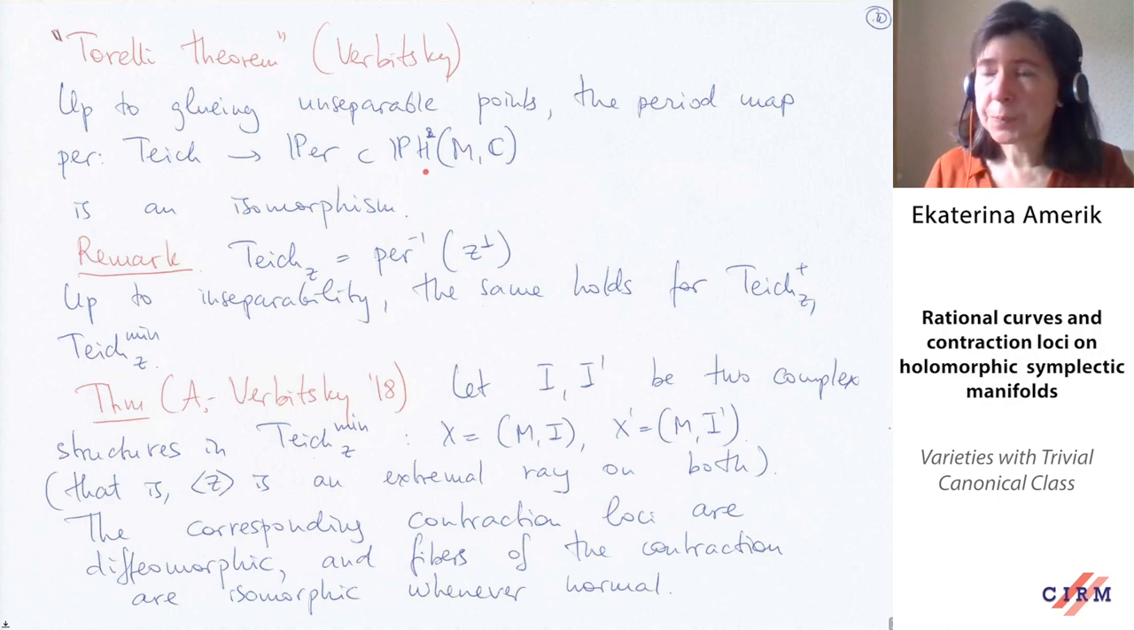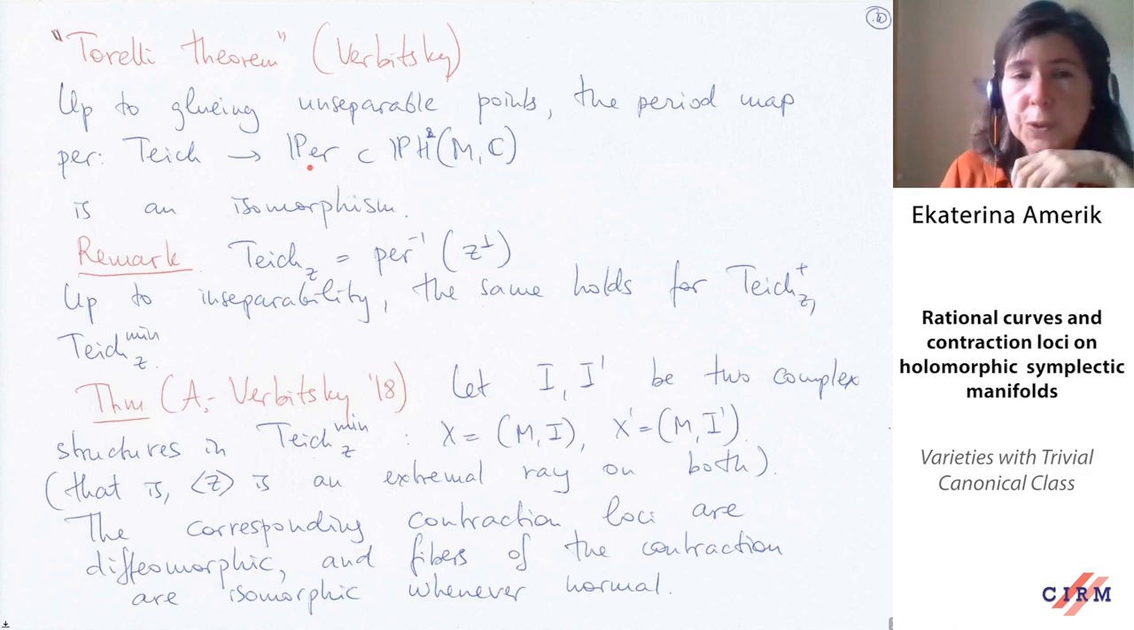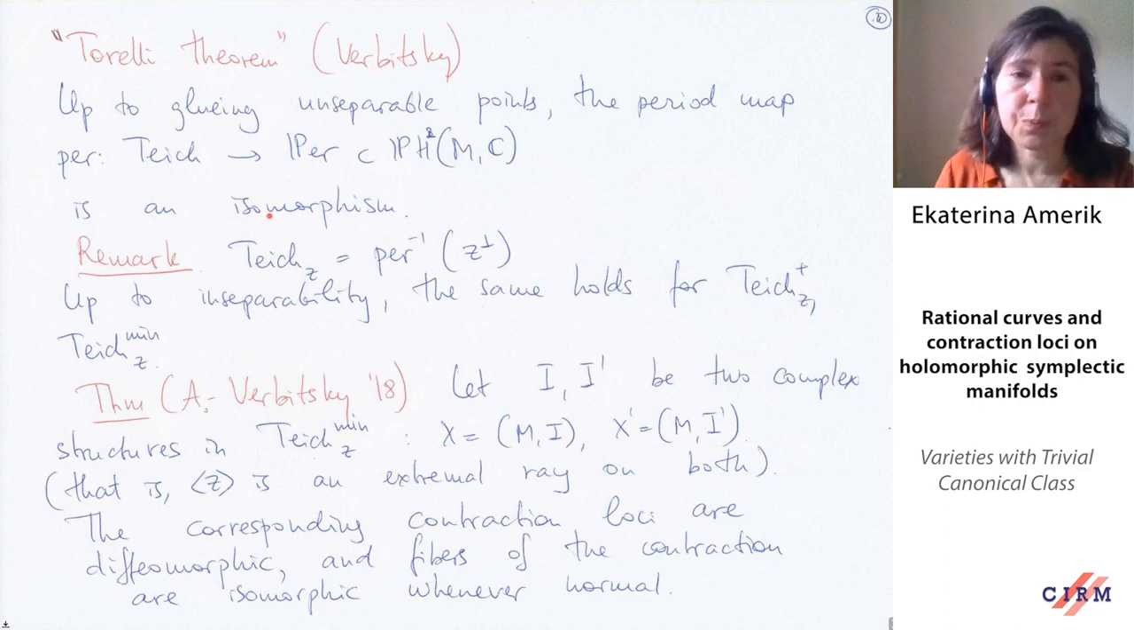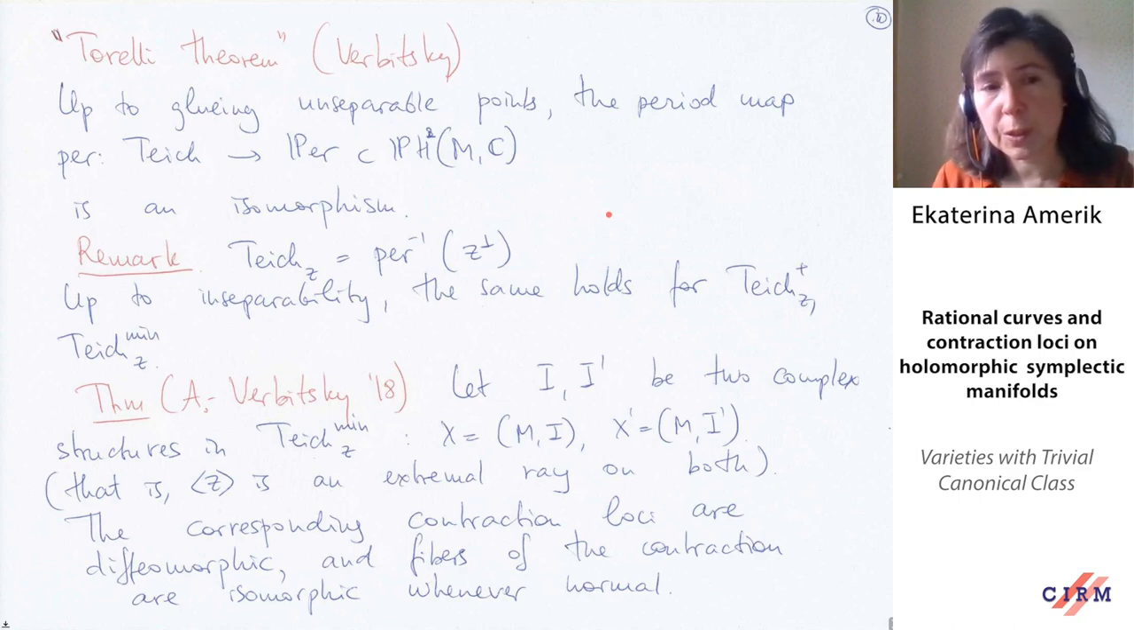So these are lines in H2, lines L, such that Q of L is zero, but Q of L, L bar is positive. So it's an open subset of a quadric in here. This is the period domain. You may, of course, do the same for hyperkähler. The period map is the same. It sends a complex structure into its H2-0. Torelli's theorem says that it's an isomorphism up to gluing inseparable points.